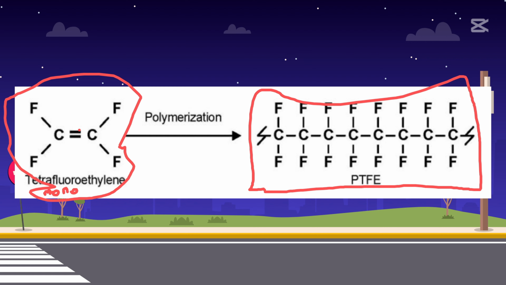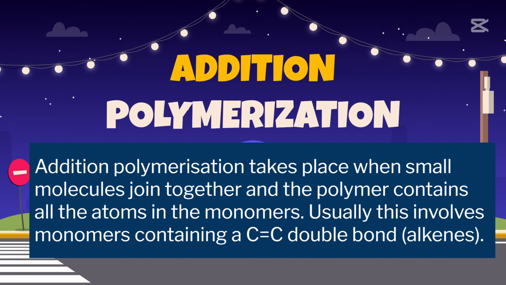The fact that we have a double bond present means we're able to break that double bond so that we can accommodate even more bonds, right? It's very similar to when we would have done addition reactions of alkenes. So in the polymerization reaction, we continue to add monomers to where the existing double bond was until we make our polymer, right? Now continuing, addition polymerization takes place when small molecules join together and the polymer contains all the atoms in the monomers. Usually this involves a monomer containing a C double bond C, alkenes. That's for addition polymerization.